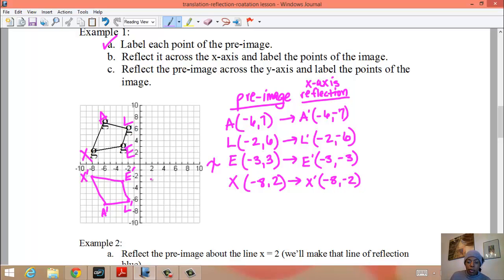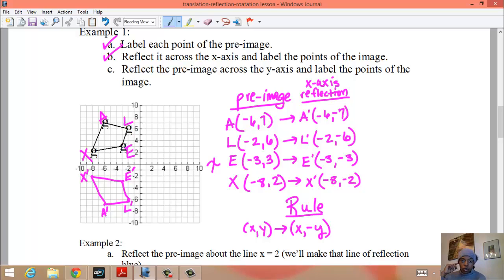From this, we should be able to figure out a rule to help us figure out what the coordinates would be without going through this process. So we start with (x, y). Look to see how x changed and how y changed. X did not change at all, and the only thing that changed about y is that it's the opposite coordinate, so (x, -y). Any time that we are flipping over the x-axis, this is going to be the rule.